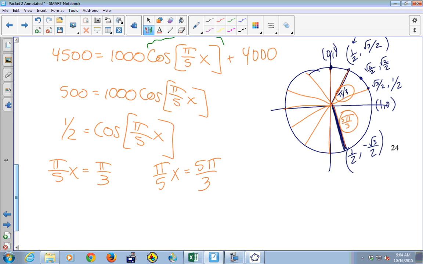Yeah, but I used the unit circle to figure it out. The problem with using the arc cosine or the inverse cosine button is that it will only give you one of these, right? For inverse cosine, it'll only give you the angle in the top half of the unit circle, and you'll have to figure out the other one.